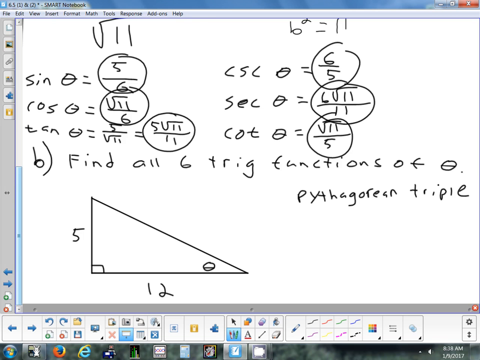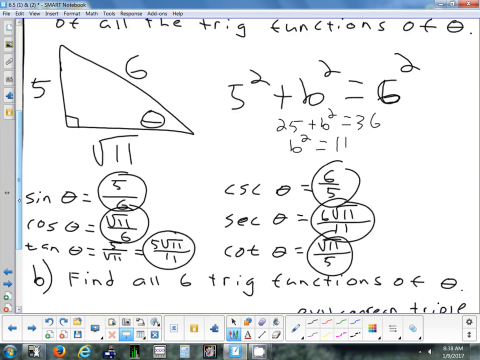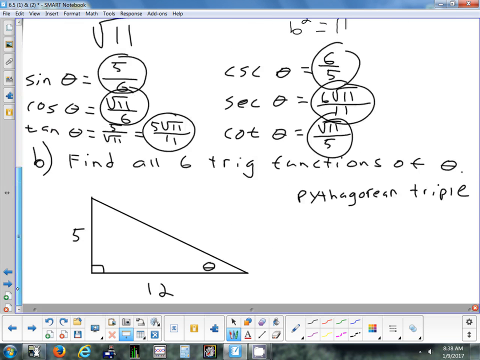Is that last problem a Pythagorean triple? How come? What makes that one not a Pythagorean triple? They need to be integers. Yes, a Pythagorean triple is where all the side lengths are integers, no decimals. All right, so in this case, if you did 5 squared plus 12 squared, you get 169, and the square root of it is 13.